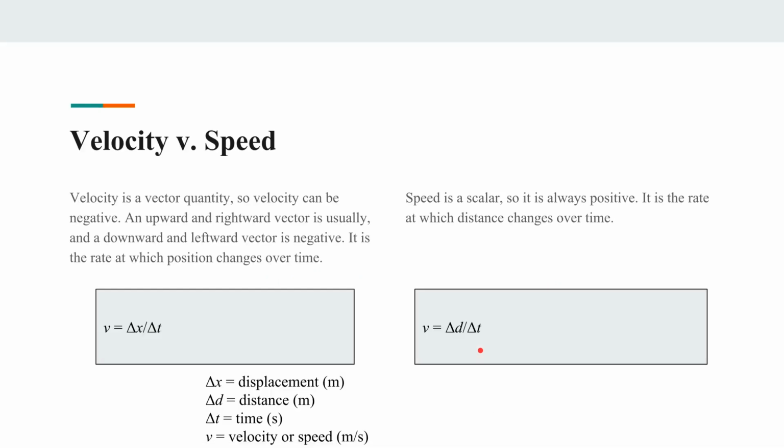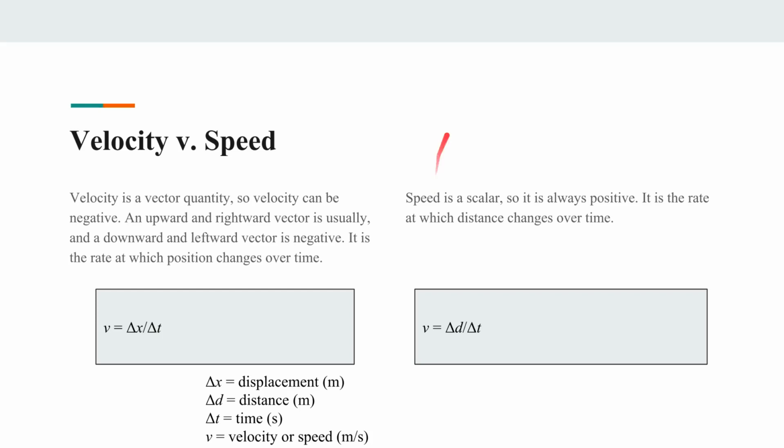Now we're going to move on to velocity versus speed. Velocity is also a vector quantity, so velocity can be negative. An upward and rightward vector is usually positive, and a downward and leftward vector is usually negative. That is the convention. Right and up are positive, down and left are negative. Velocity is the rate at which position changes over time.